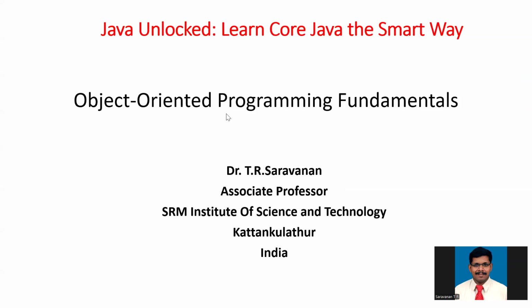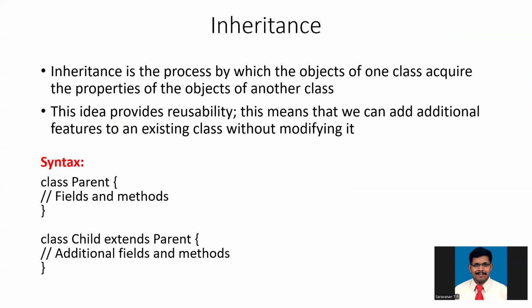We are going to see about object-oriented programming fundamentals. We are going to concentrate on inheritance. Inheritance is a process by which object of one class acquire the properties of the object of another class. That is, you are going to have a class, and that class is going to inherit the properties of another.